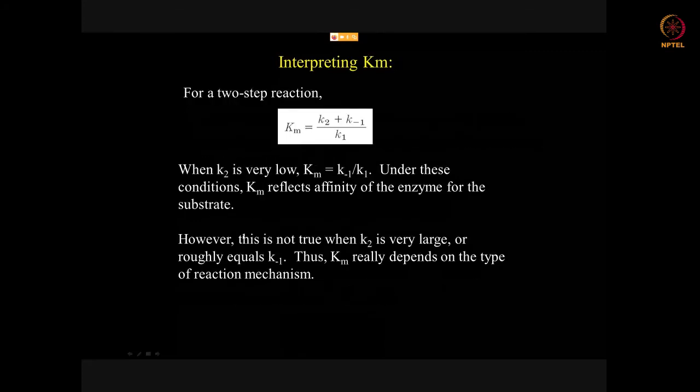But still, it is a good idea to remember that Km is indicative of affinity of the enzyme for substrate, because in many situations that is true, and that assumption helps us to understand many aspects of enzyme kinetics. Because after all, we are defining Km as equal to substrate concentration when V equals half Vmax.